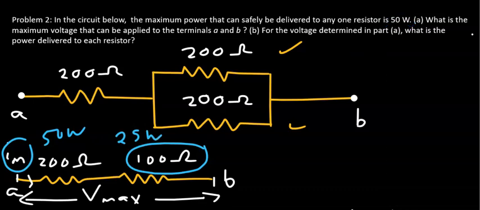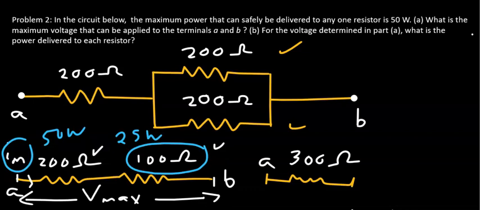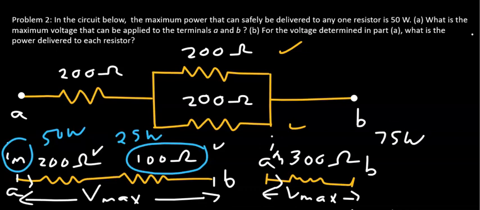So now note that if we reduce the circuit further into a circuit with just one resistor, namely a 300 ohm resistor, as a result of combining 200 and 100 ohm resistors in series, so that's point A and point B, the potential difference is the same Vmax that we want determined, and the current is IM. The power delivered we know is 75 watts. We can use this information to determine Vmax.